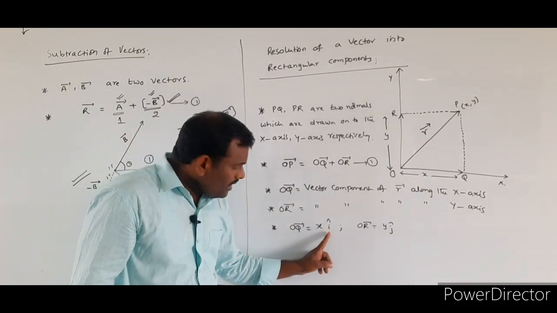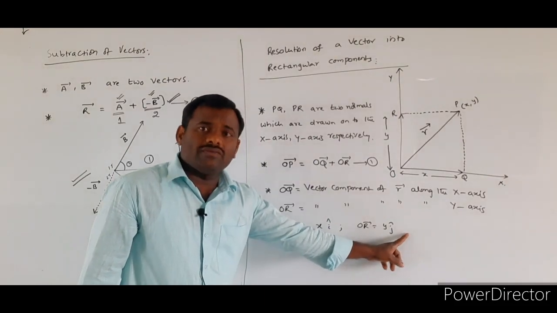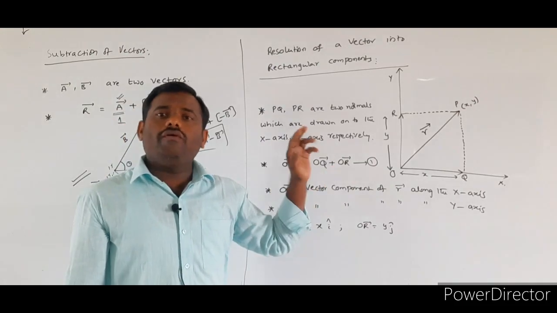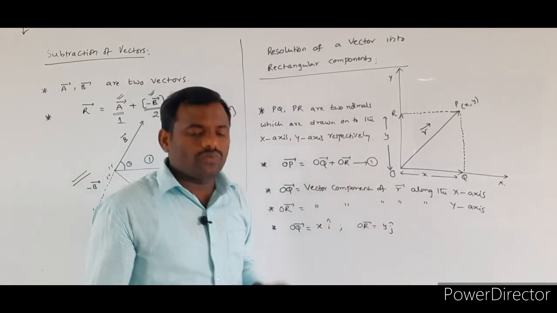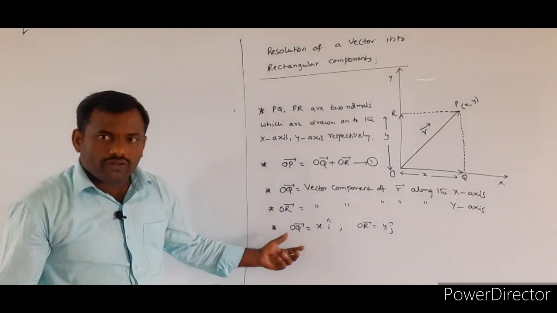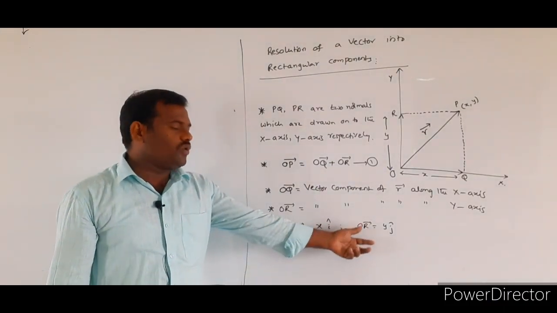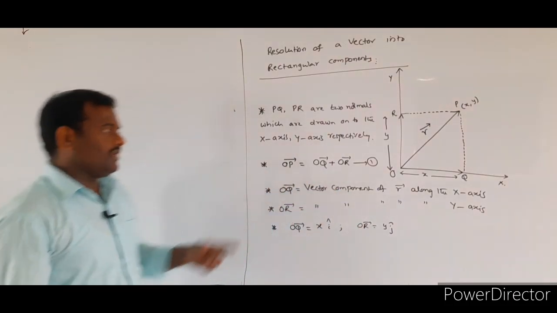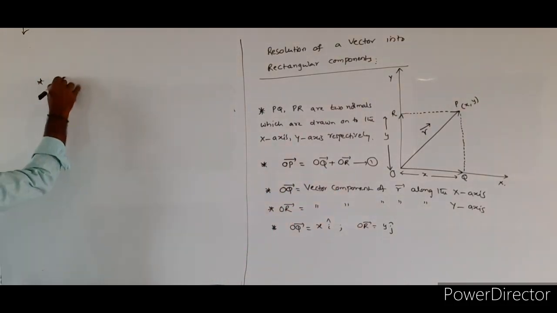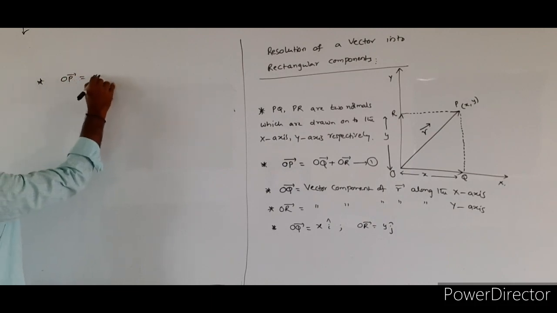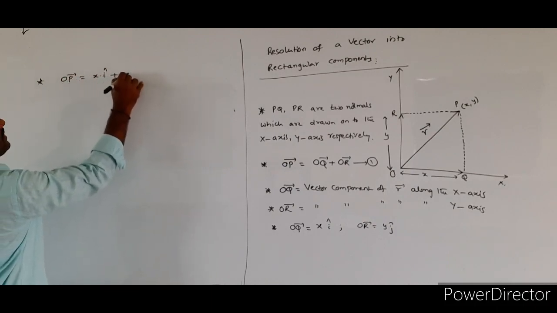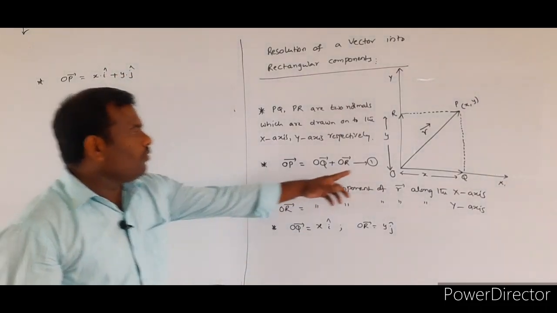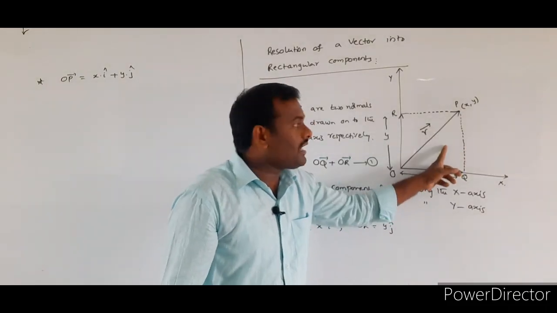Here, i cap comma j cap are representing unit vectors. They denote the direction of the given vector quantity. So what did we get here? OQ bar is equal to x into i cap, and OR bar is equal to y into j cap. Just substitute these values in the given equation 1. Therefore, OP bar is equal to x into i cap plus y into j cap. OP bar is indicating the position vector r bar.